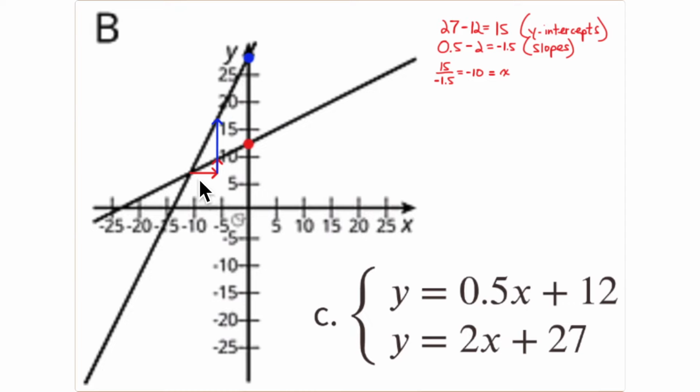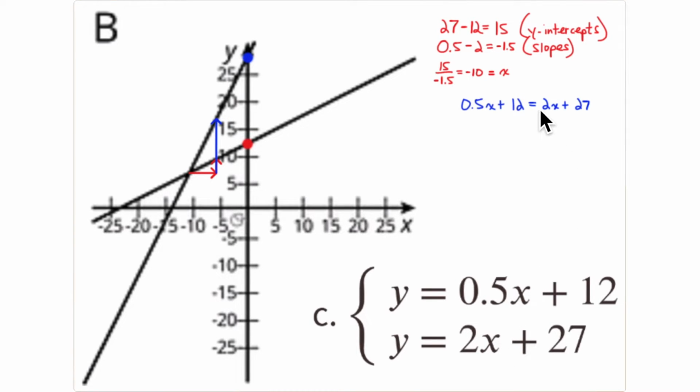And so the y-coordinate is going to be the same for both equations. You choose -10 for this equation, you're going to get the same y-coordinate as when you choose -10 for this equation. That makes these two y-coordinates equal to each other, which means you can set these two expressions equal to each other using the transitive property. And so now we can solve for this value of x, and we already know that it should be -10.